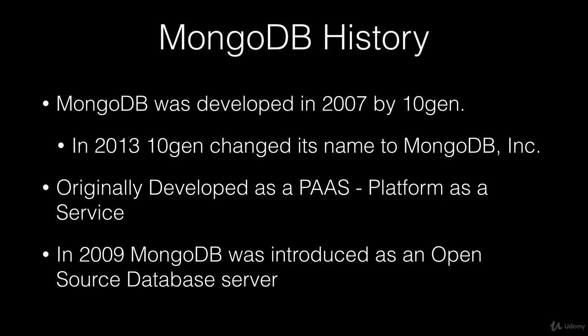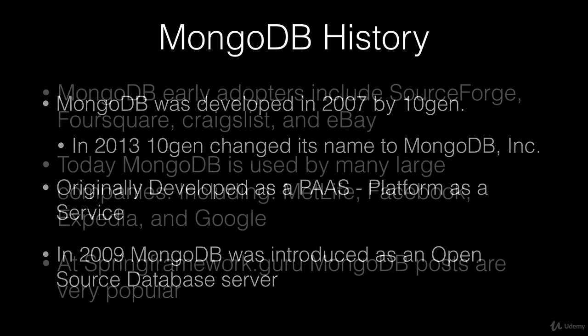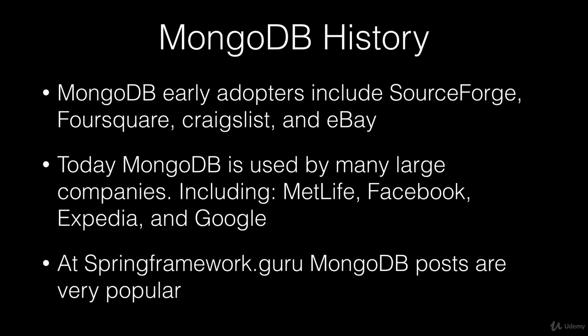MongoDB was developed in 2007 by a company called 10gen. In 2013, 10gen changed their name to MongoDB, Inc. So they originally developed Mongo as a PaaS application, so platform as a service. And then they took it to open source in 2009, and I think they found a lot more success with that business model.